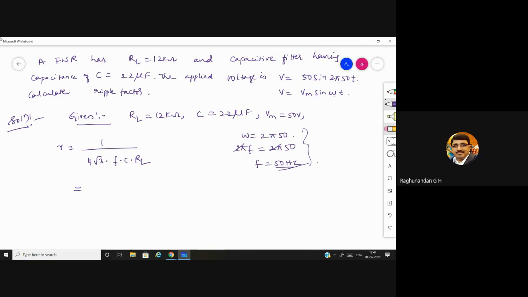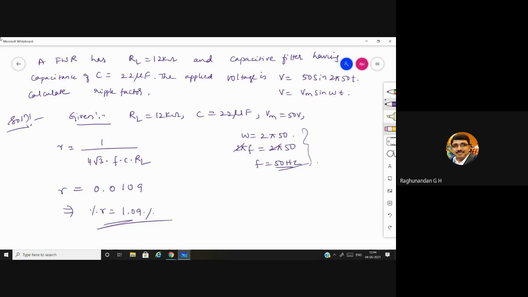0.0109, sir. 0.0109. Okay. So if we convert this to percentage ripple factor, you can see that it is 1.09%. That means, you can just imagine what was the ripple factor we were having without using a capacitor.